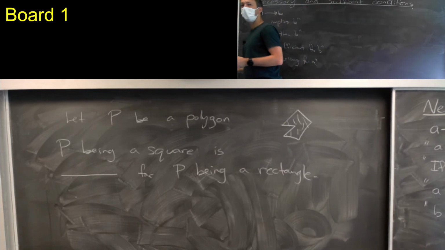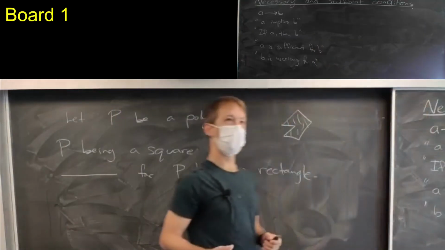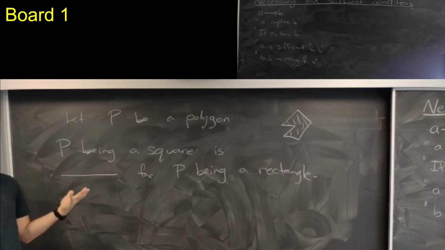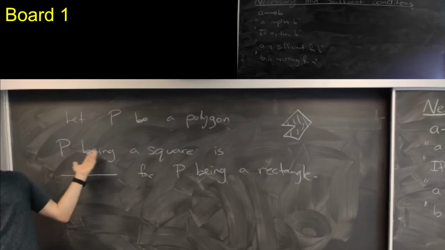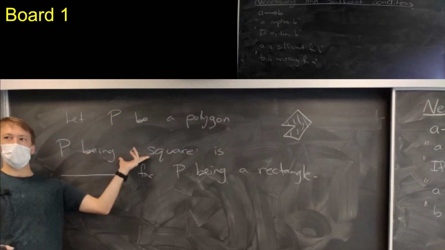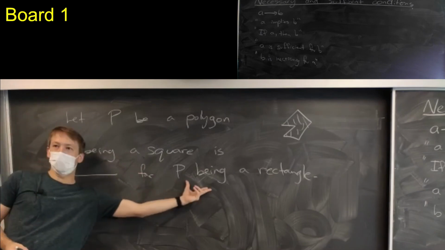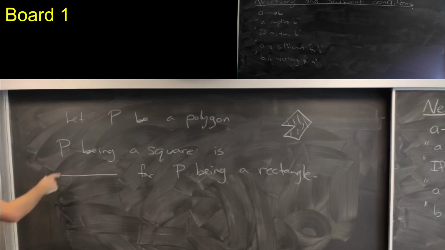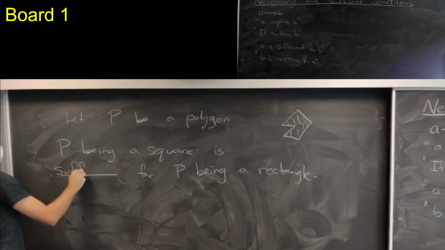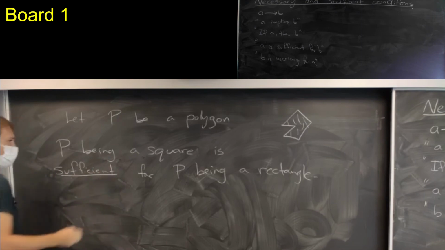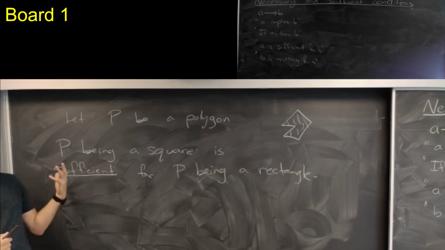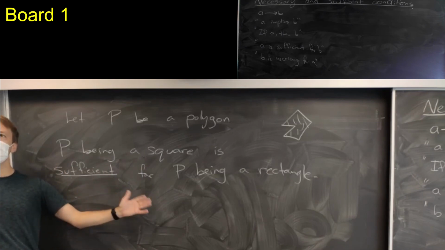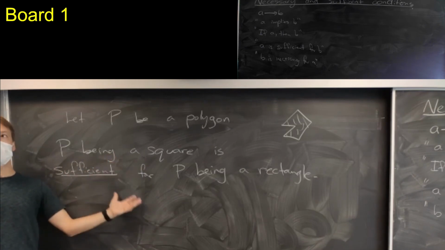Okay. Are we in agreement that this is sufficient? Sufficient means A implies B. If statement A is that P is a square, and statement B is that P is a rectangle, it's pretty clear that A implies B. In other words, being a square is sufficient for P being a rectangle, meaning that knowing it's a square is enough information to tell me it's a rectangle.